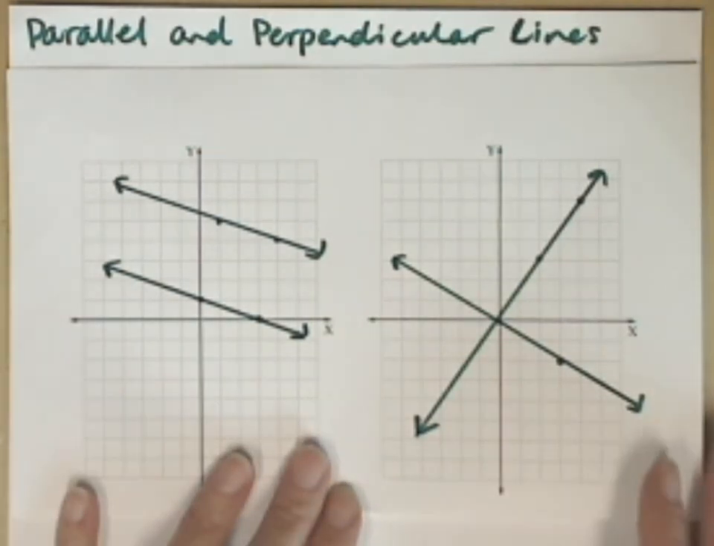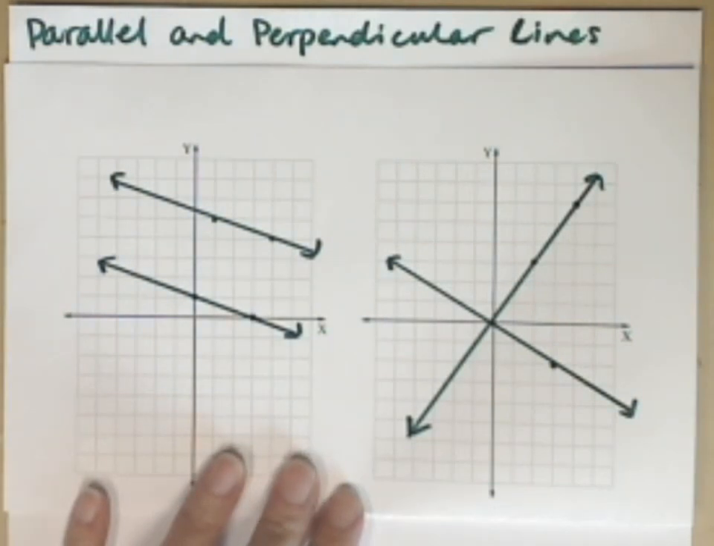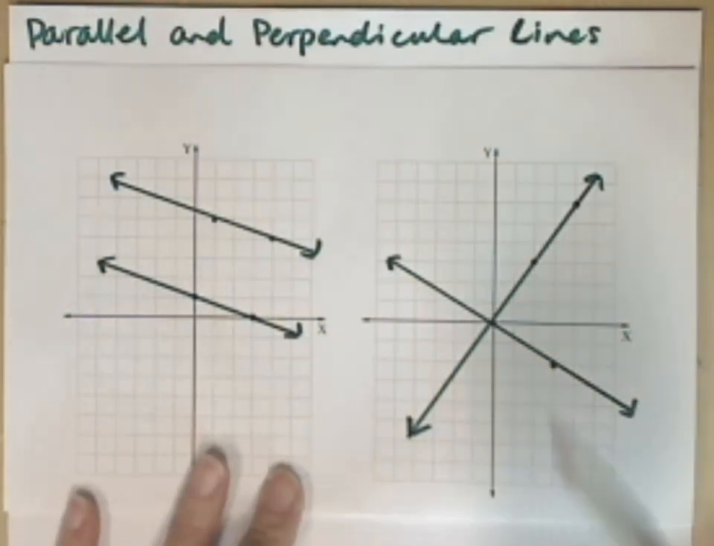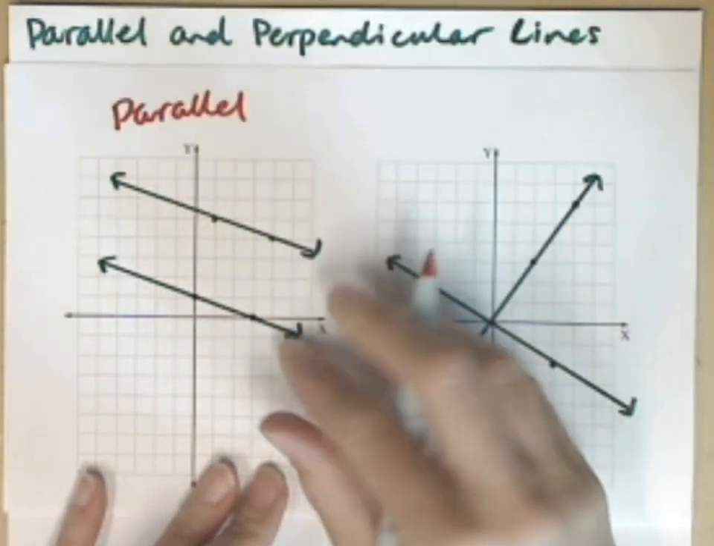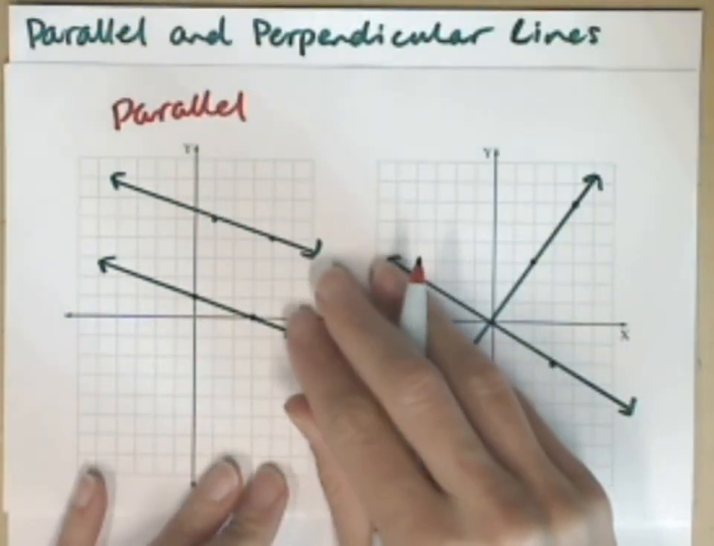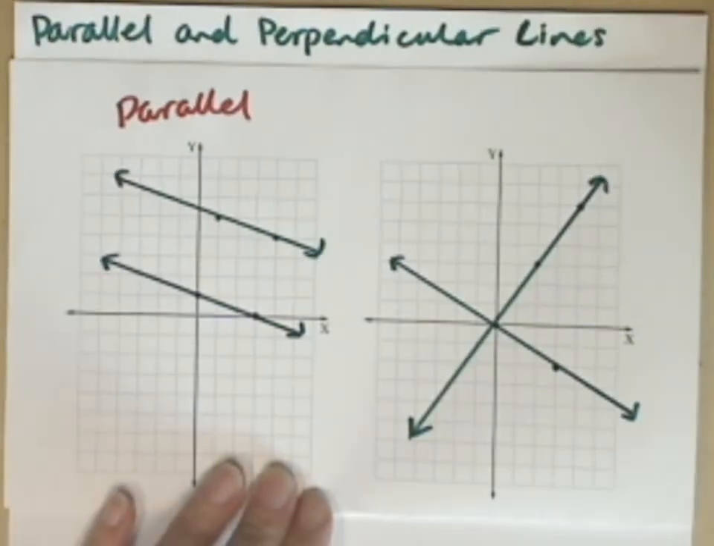In this video, we're going to work with parallel and perpendicular lines. Here I have two examples. I've got two sets of lines. The first set of lines are parallel, which we can think of as lines that never cross as they go out forever, but mathematically we want to compare them with their slopes.